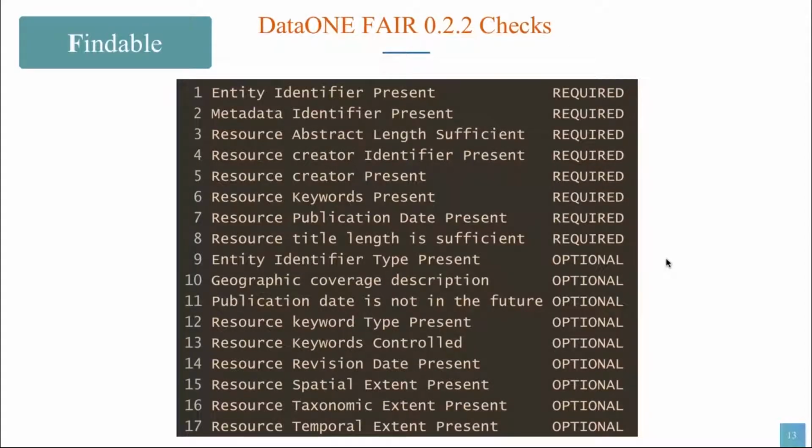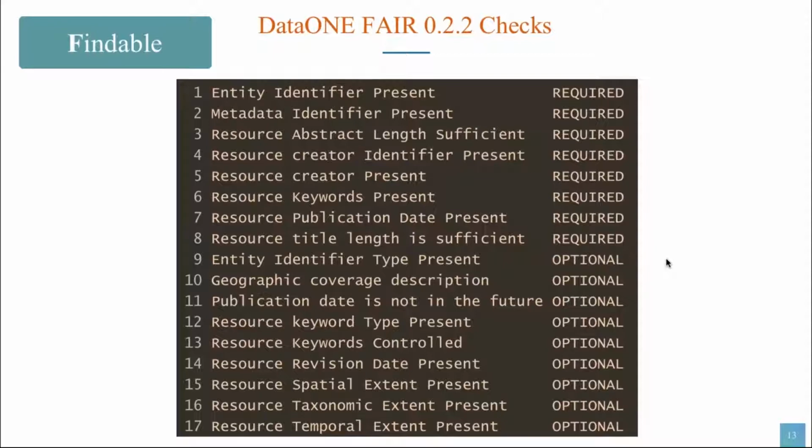There are things like the entity identifier is present, the resource creator is present, it has a set of keywords, there's a geographic coverage description and things like that. For accessible, there's fewer, there's 12 of them. They include things like that the identifiers are resolvable and that there's a contact for the distribution and things like that.